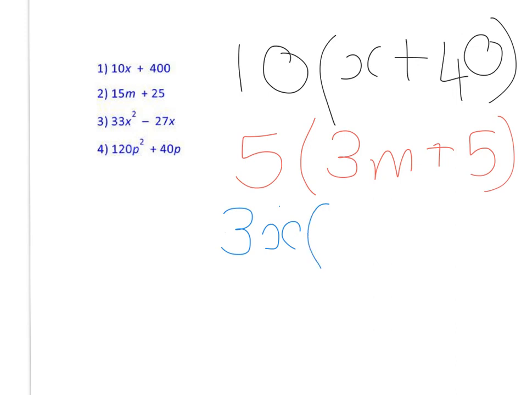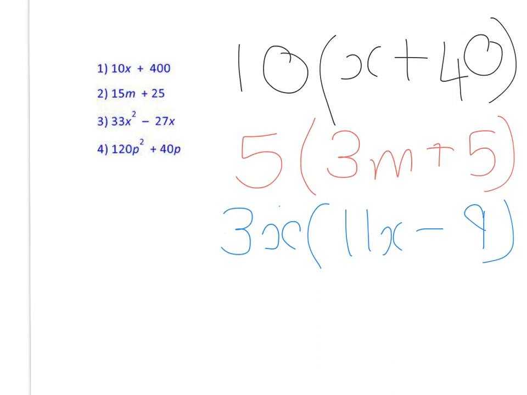33x squared divided by 3x will leave me with 11 lots of x. 27 divided by 3x will leave me with negative 9, like that. So my answer to that one is 3x bracket 11x minus 9. Number 4, our last one now. Again, we'll look for the highest common number, 120p squared plus 40p.